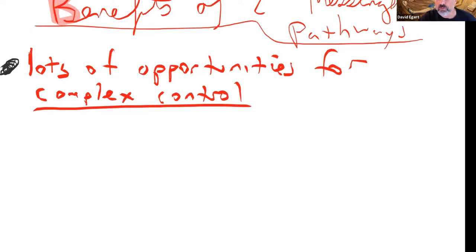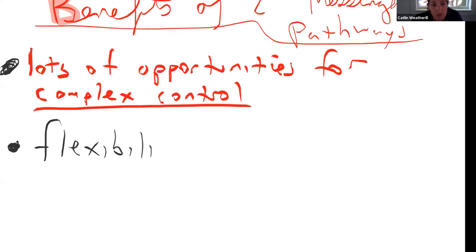It actually gets even more complicated. You can have multiple second messenger pathways get triggered from a single receptor binding, but we're not going to get into that right now. What are other benefits of second messenger pathways? More flexibility, because there's more opportunity for different outcomes. Yeah, lots of flexibility.